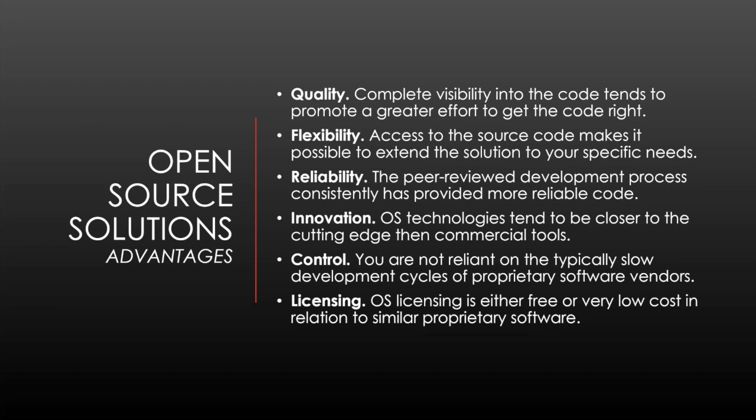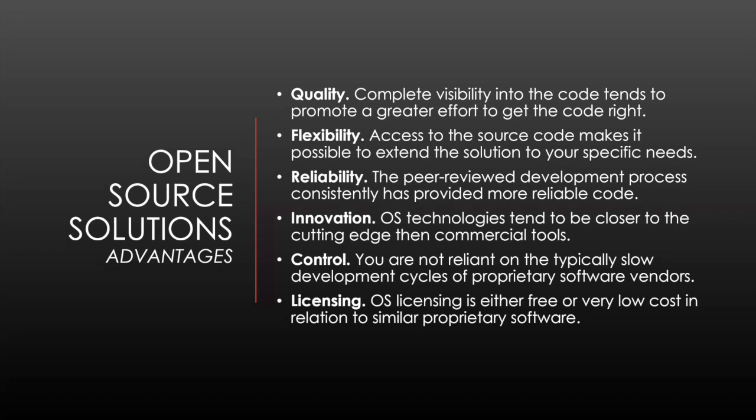Now, the point on control is the control you have over updates to the software, independent of whoever's development cycles. Open source is continually being developed. The community is out there every day, every week, working on new pieces and releasing new components to the main branch. Whereas with proprietary software, the commercial software, you're completely reliant on their software development cycle.